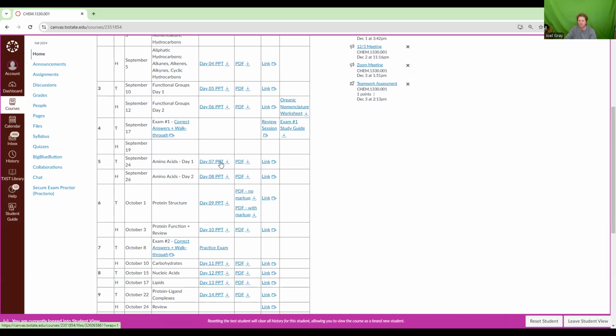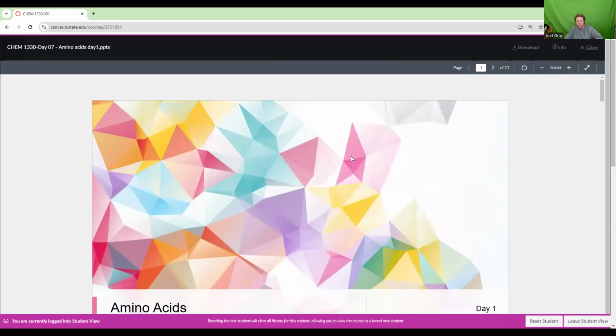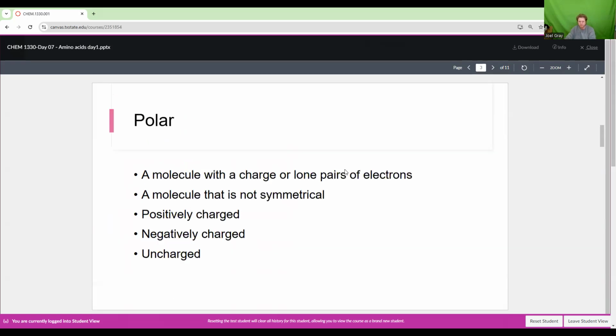Next was amino acids. And we covered amino acids over a couple of days. Now, for amino acids, think about the organization of them. I'll probably ask you a question explicitly. What are the different organizations of your amino acids? There's polar positive, polar negative. There's also a third one that's polar uncharged. There's nonpolar and there's aromatics.